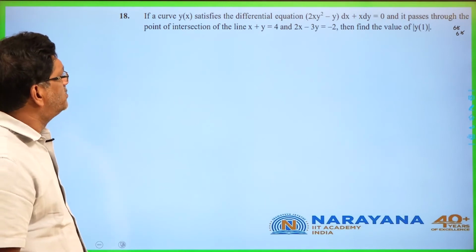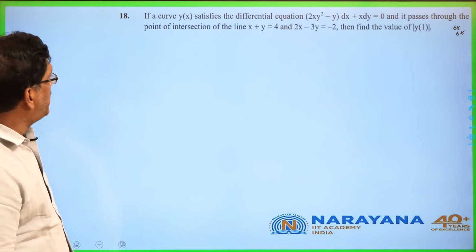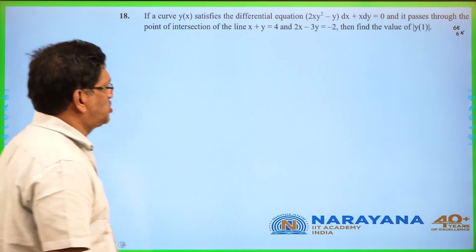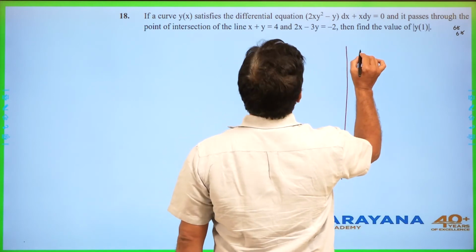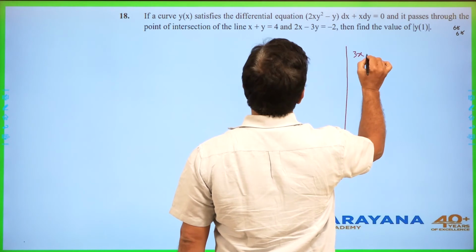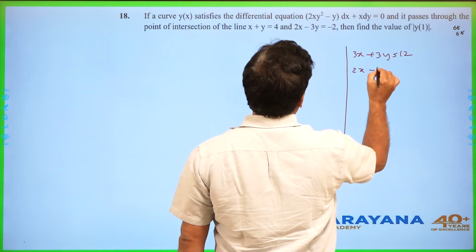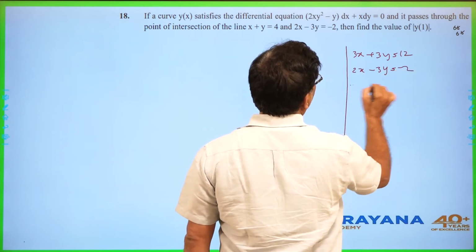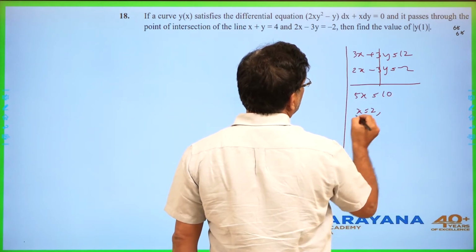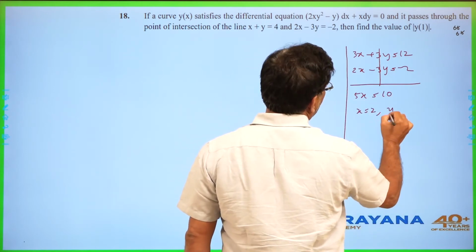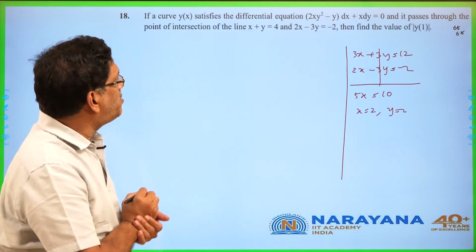If a curve y satisfies the differential equation, so and so, and it passes through the point of intersection, first let us solve the two lines. 3x plus 3y equal to 12, 2x minus 3y equal to minus 2, 5x is equal to 10. You mean x equals 2. x equals 2 means y equal to 2. So it is passing through the point 2 comma 2.